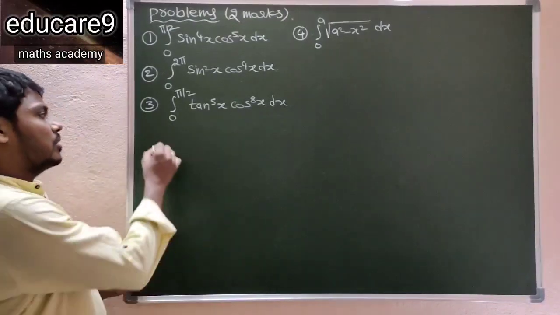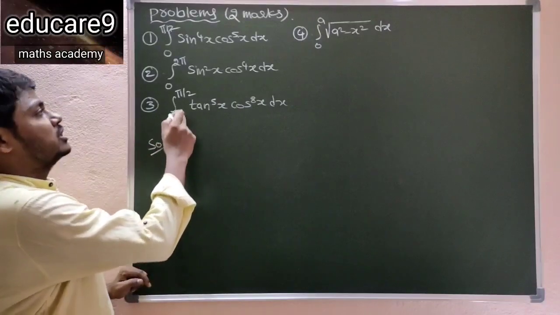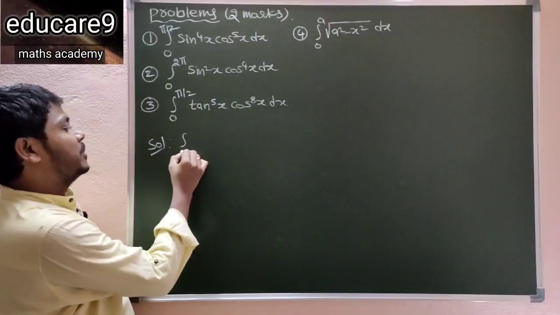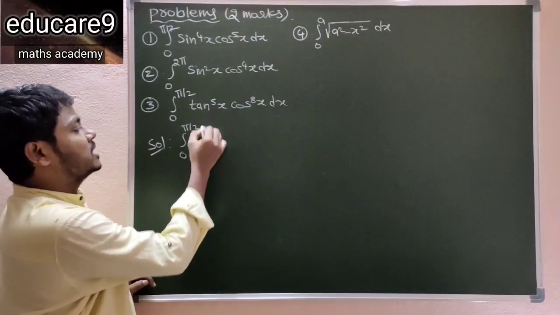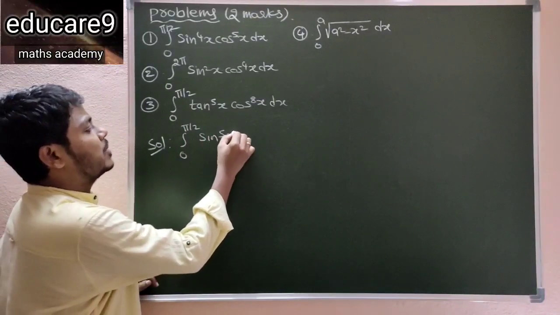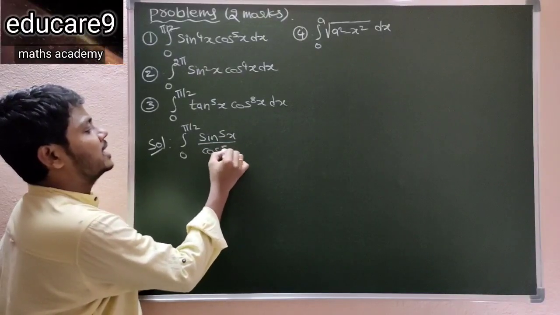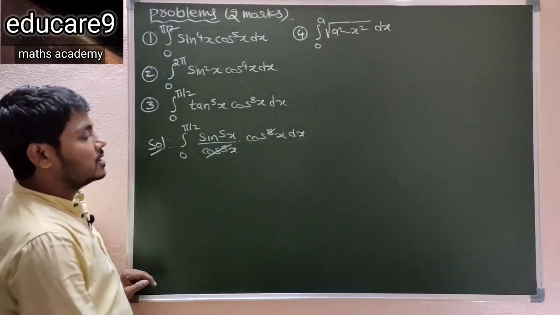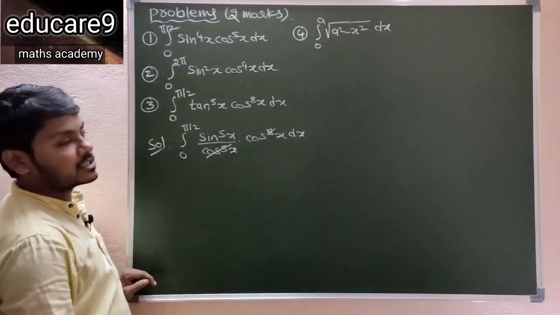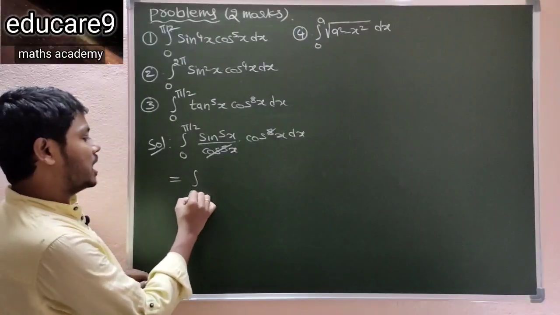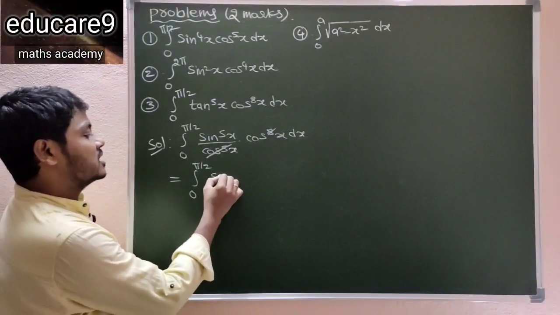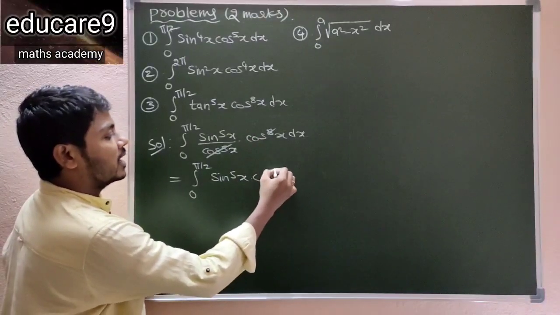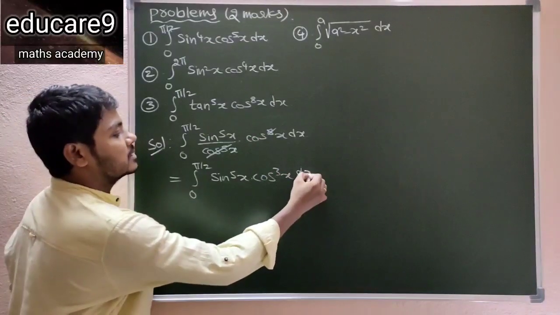So see the next one. Integral 0 to π/2 of tan⁵x cos⁸x dx. So this can be written as the integral from 0 to π/2 of sin⁵x by cos⁵x into cos⁸x dx. So here clearly cos⁵x gets cancelled. So you will get the integral from 0 to π/2 of sin⁵x cos³x dx.